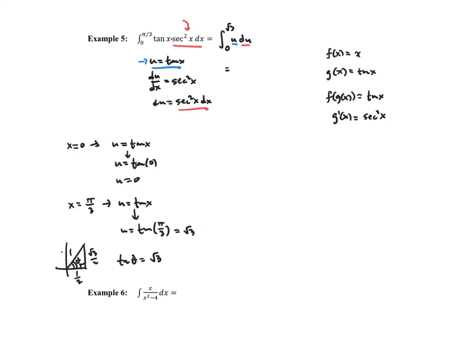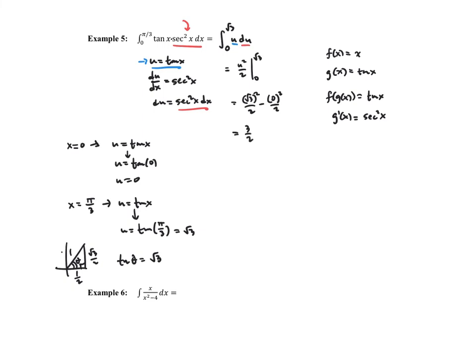Another alternative, okay, actually I'll just complete this as is. This would be u squared over 2 evaluated from 0 to root 3. So we would simply plug in root 3. Take root 3 squared over 2, that's a 3 over 2, minus 0 squared over 2, and we get 3/2.